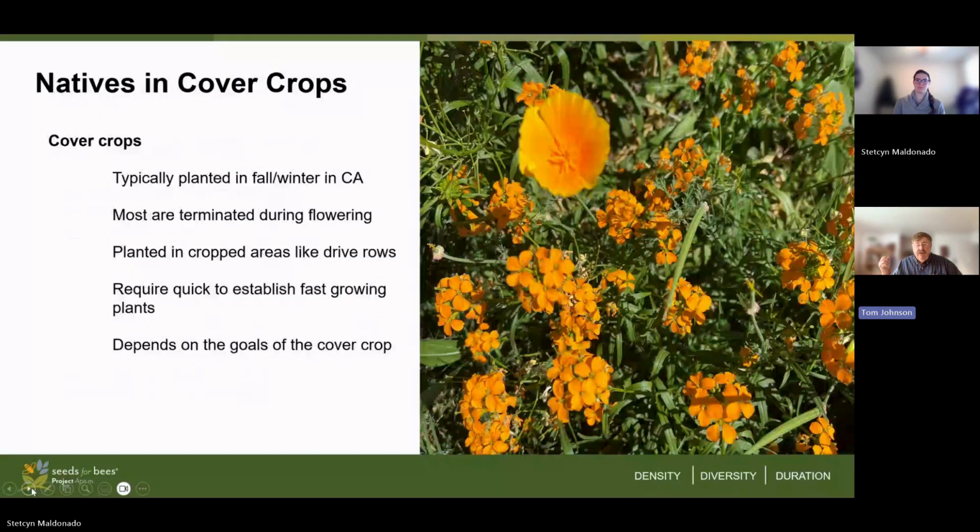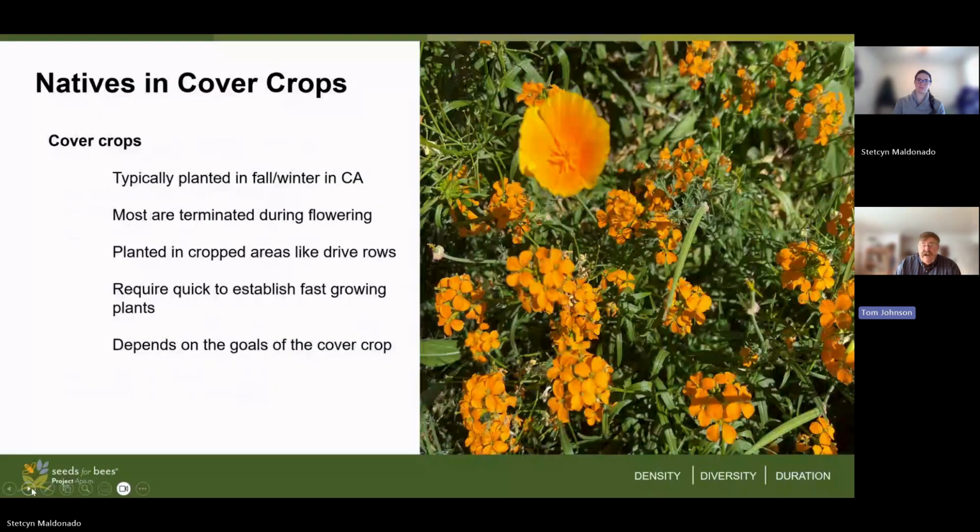A lot of natives will flower over a longer period of time if they have enough resources to do it, but a lot of them will basically flower once, maybe twice, and say, okay, I'm done. I'm good. I made my seed. I'm going to go away. They're an annual plant. They're kind of programmed to do that. So when we put them in a cover crop, we're going to design that cover crop to accommodate some of that activity. So we're going to plant those things in low-cropped, less disturbed areas like drive rows or places that aren't going to be mowed early, aren't going to be driven on, aren't going to be disturbed as much while they're growing. So that's kind of what we're after on that type of thing.